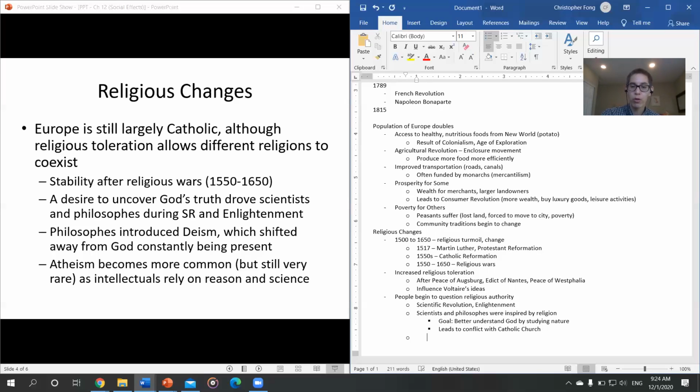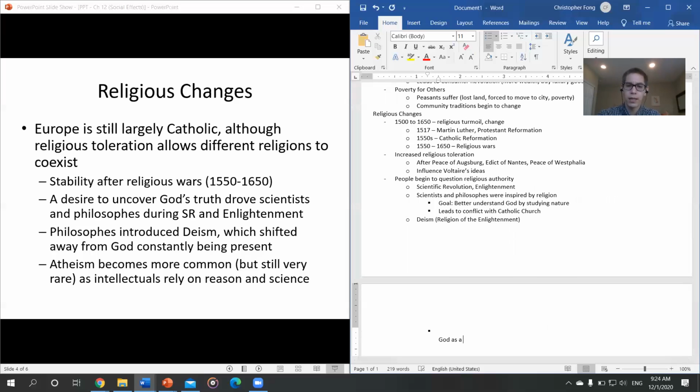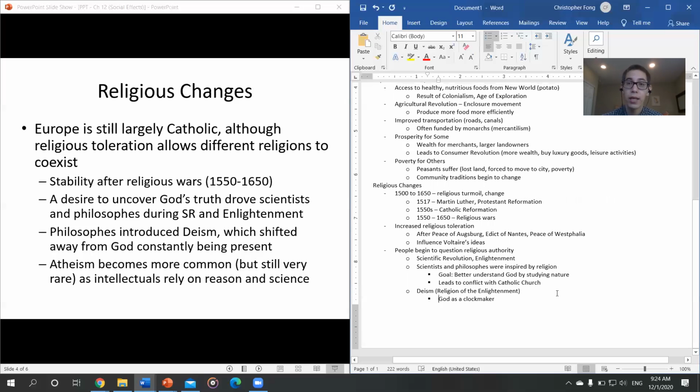In addition to them questioning religious authority, there is a new religious theory called deism. This was kind of the religion of the Enlightenment. And as I talked about in a previous lecture, this is the idea of God as a clockmaker. The idea that God created the universe. He created the universe perfect. Perfect mathematical laws. It will run to perfection for eternity. But just like a clockmaker is not always tinkering with the clock, God closed the clock, walked away, and left.